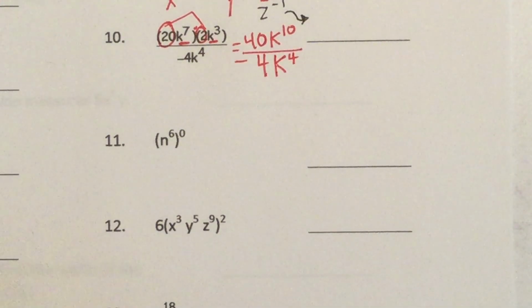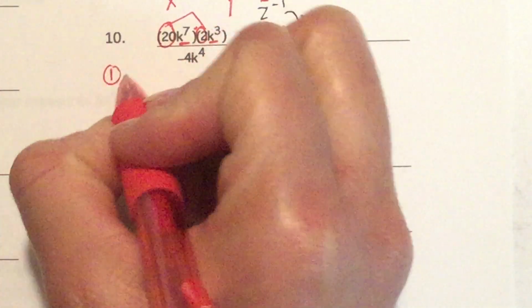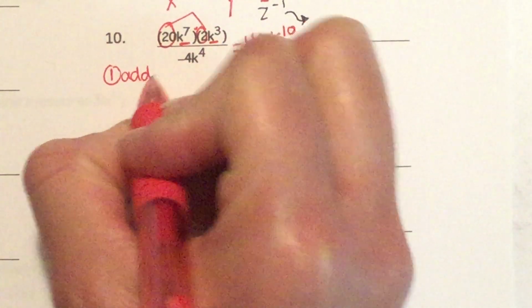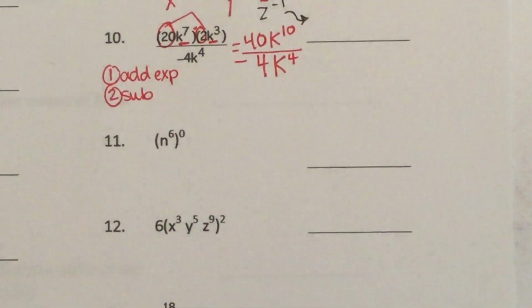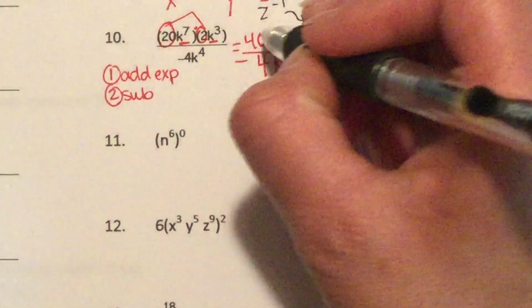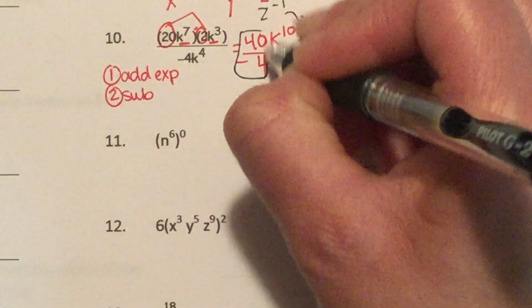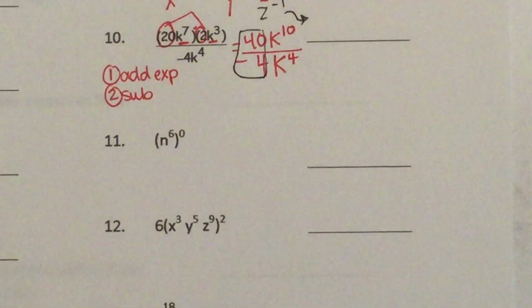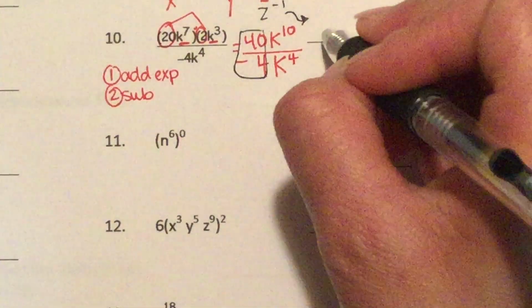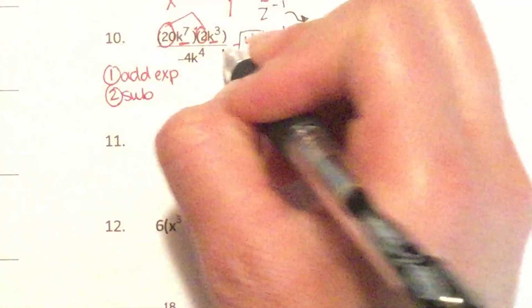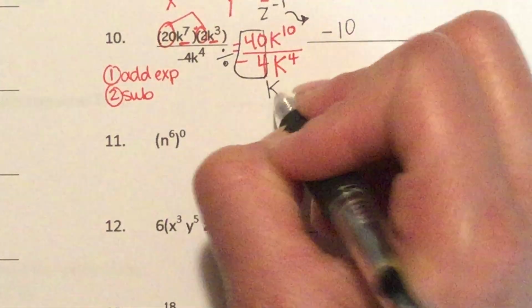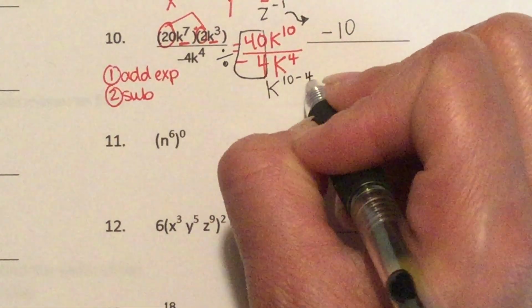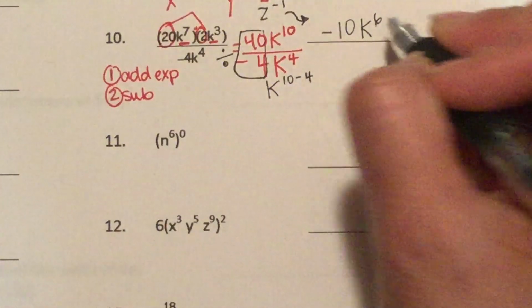So first you add your exponents in the numerator. Second, you're going to subtract for the division rule. So now you're going to take your constants or your coefficients. 40 divided by negative 4 is going to be negative 10. You're dividing those numbers, and now you subtract your exponents. You're taking k to the 10th power minus 4, so k to the 6th power.